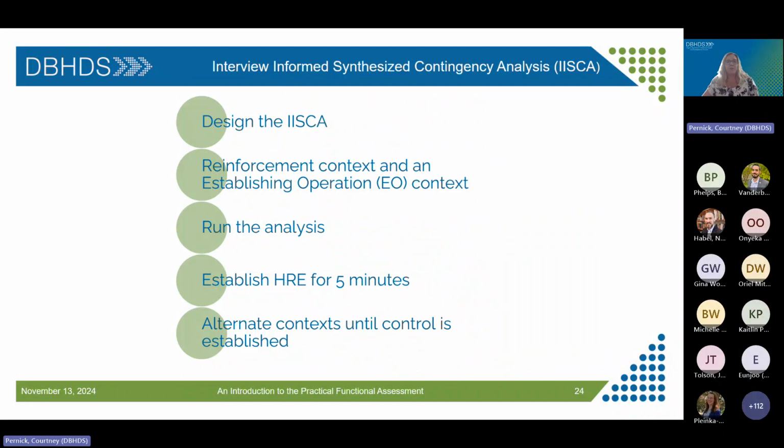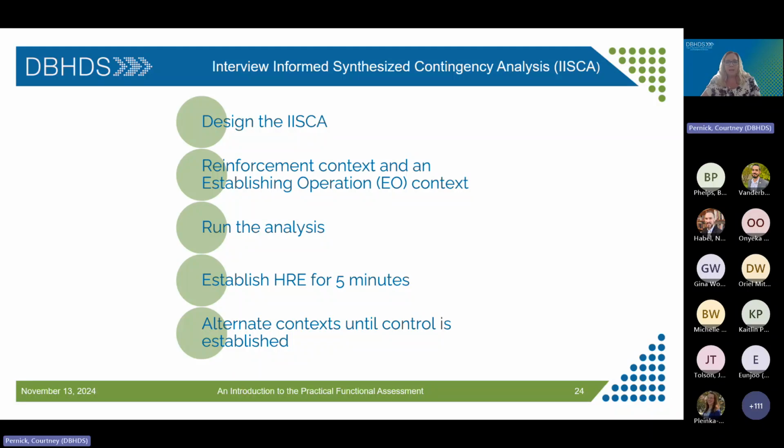All right, once you have interviewed all the selected caregivers, you want to move on to the analysis portion of the PFA. Using the information gathered during the interview, you will design the ISCA. Highly recommend that you use the PFA workbook from practicalfunctionalassessment.com. It lays it out very nicely for you. You will design 2 different contexts for the analysis, a reinforcement context and an establishing operation or EO context. The reinforcement context should include as many of the identified reinforcers from that interview, and the EO context should include items and activities that are most likely to evoke the problem behavior, which you also should learn during the interview.